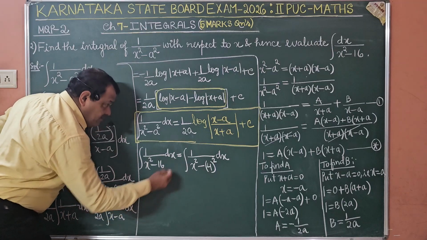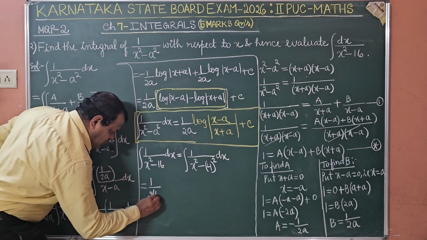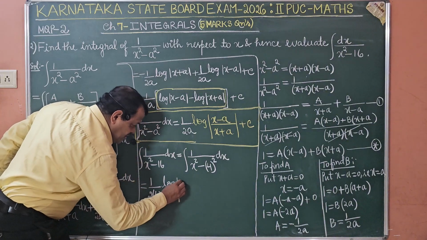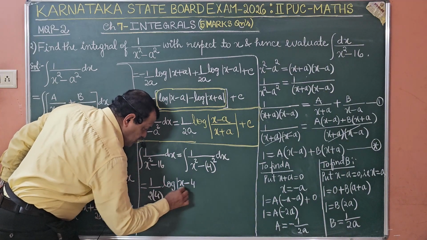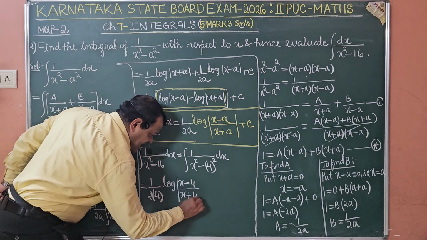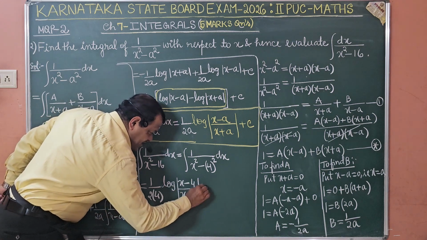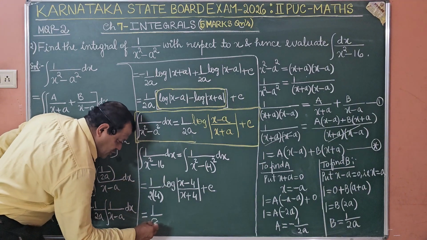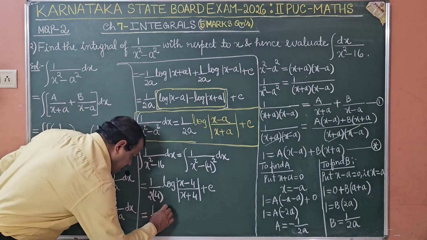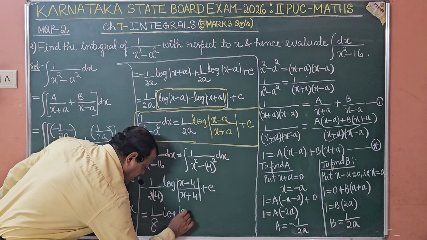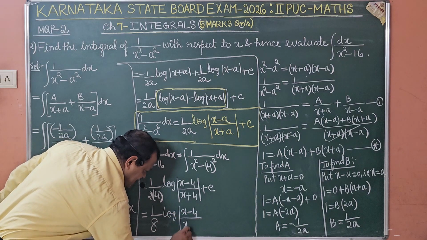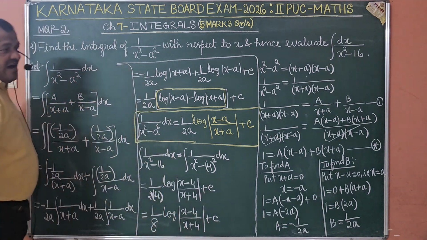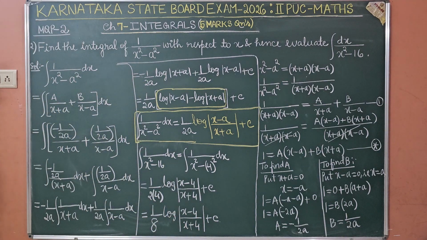Hence, apply the formula. It says 1 by 2a. 2 into a is 4, into log of mod of x minus 4 divided by x plus 4 to the base e. The base is not written, it's understood. Base is e. Therefore, the last line is 1 by 8, 2 into 4, into log of mod of x minus 4 by x plus 4 to the base e plus c. So this carries 5 marks. Kindly go through the solution.